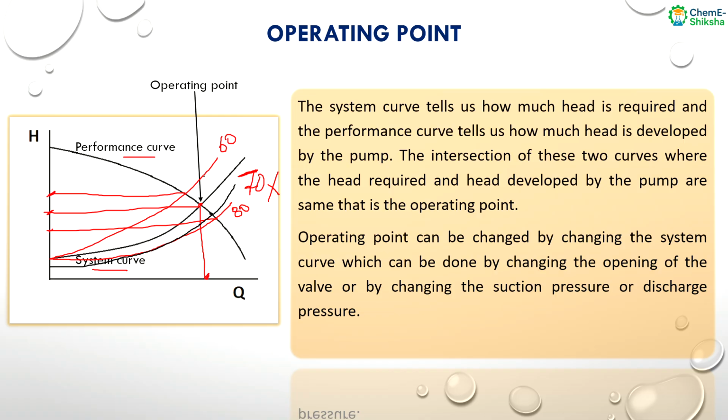So this is the system curve for the same 70% valve opening, but where we have increased the suction pressure or decreased the discharge pressure, because by decreasing the discharge pressure also, the head requirement in the system decreases, because head requirement equals discharge minus suction pressure divided by rho g.